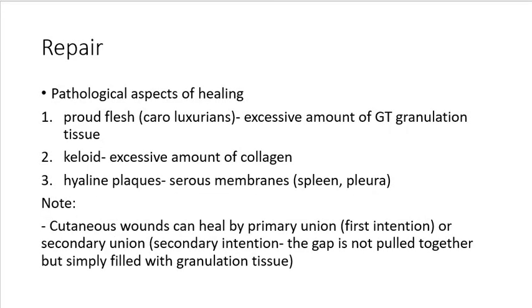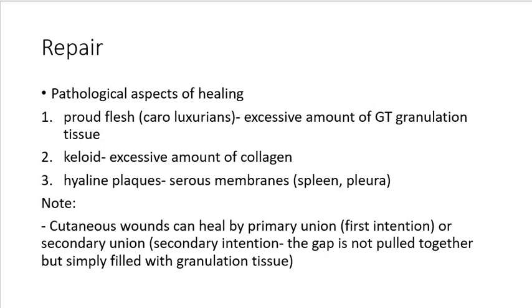And I would also like to touch on some pathological aspects of healing. These are some terms you will come across. For example, proud flesh or caro luxurians in Latin. It's basically excessive amounts of granulation tissue. Then you can have keloid, excessive amount of collagen, hyaline plaques, which are found on serous membranes.